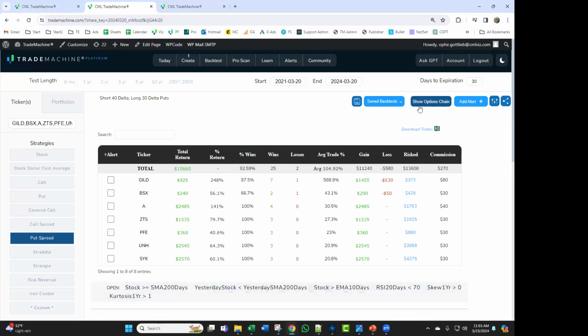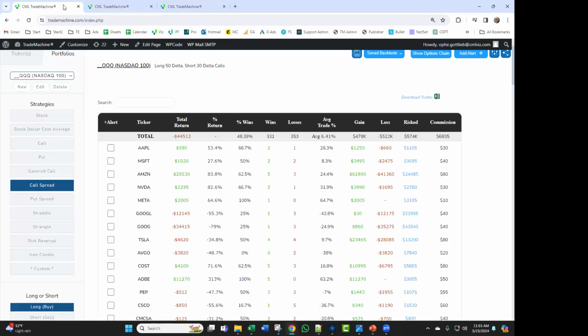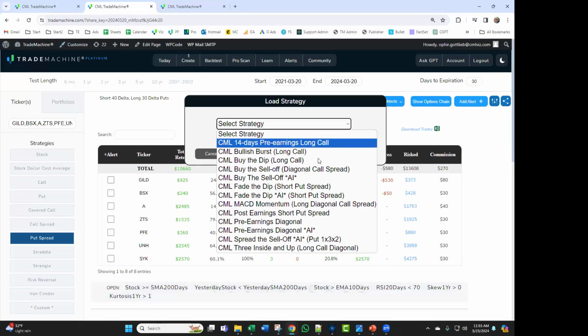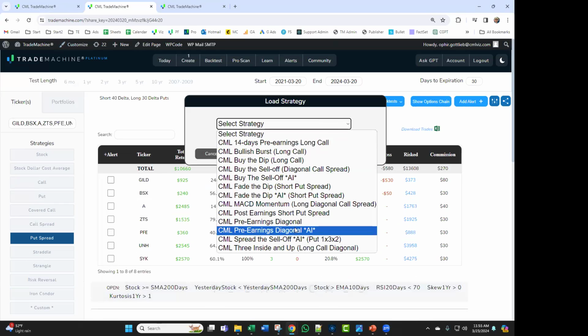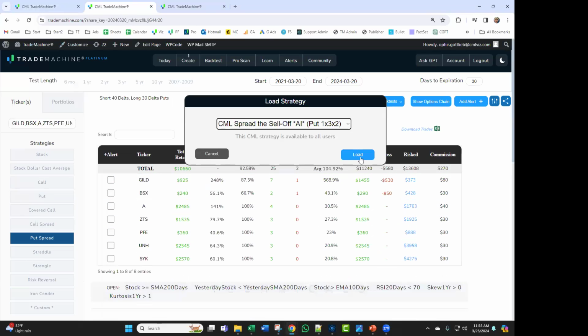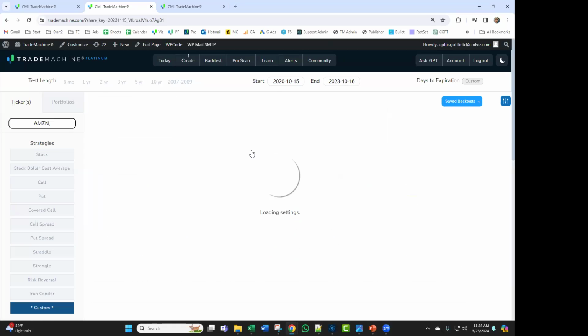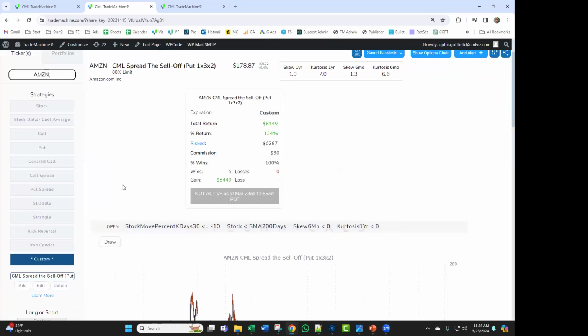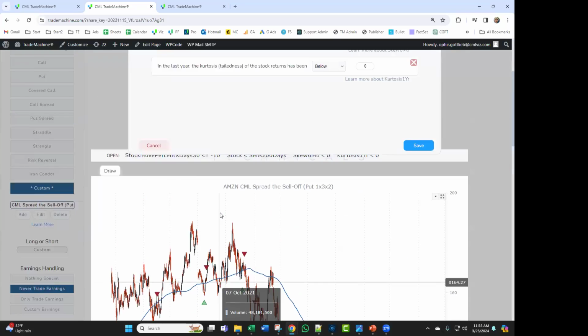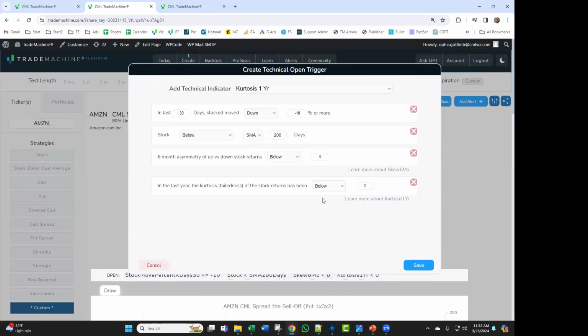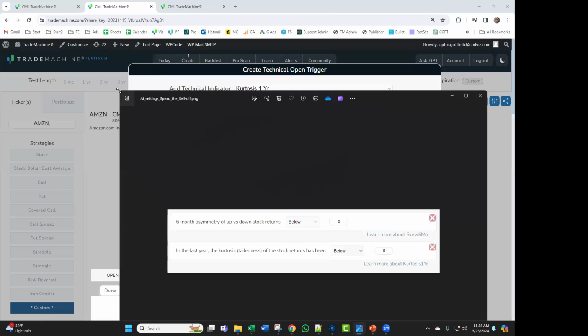So this is the window. I'm going to open another window. I'm going to look at spread the sell off, which has worked so well, and I want to look at the AI settings there. I just want to load one ticker. I don't care about anything else. I'm going to go to the technical open, and this is what I want. This is our AI settings. I actually have it saved as an image right here, so you can verify that I'm not making stuff up.